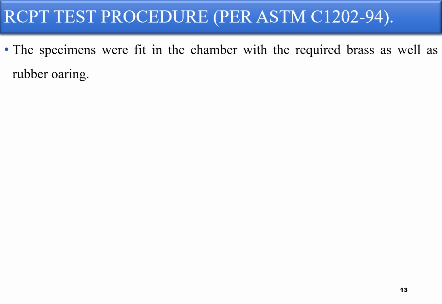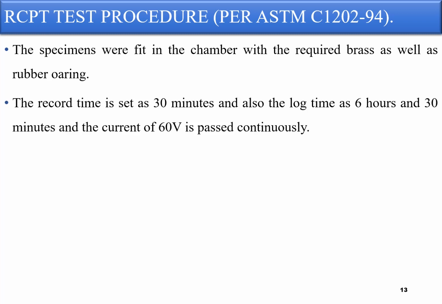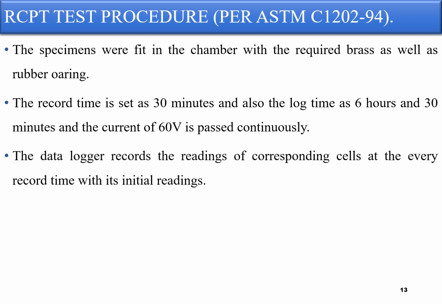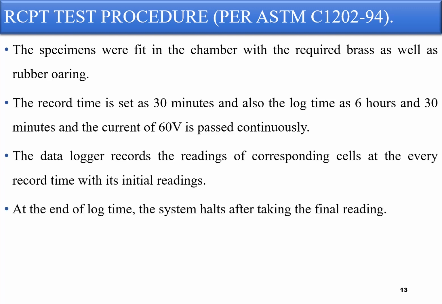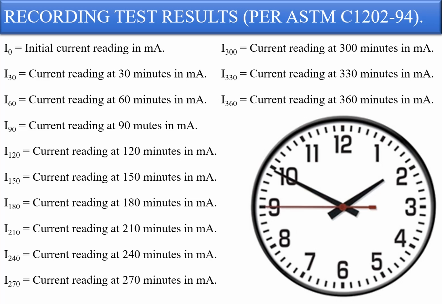The record time is set as 30 minutes and the log time as 6 hours and 30 minutes, and the voltage of 60 volts is applied continuously. The data logger records the readings of the corresponding cells at every record time with its initial reading set. At the end of the log time, the system halts after taking the final reading. So this is how the recording of the data is done during the RCPT test as per ASTM C1202-94.